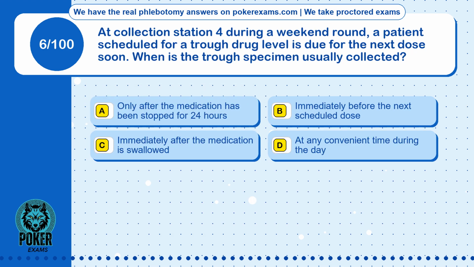Question 6. At collection station 4 during a weekend round, a patient scheduled for a trough drug level is due for the next dose soon. When is the trough specimen usually collected? Option A, only after the medication has been stopped for 24 hours. Option B, immediately before the next scheduled dose.